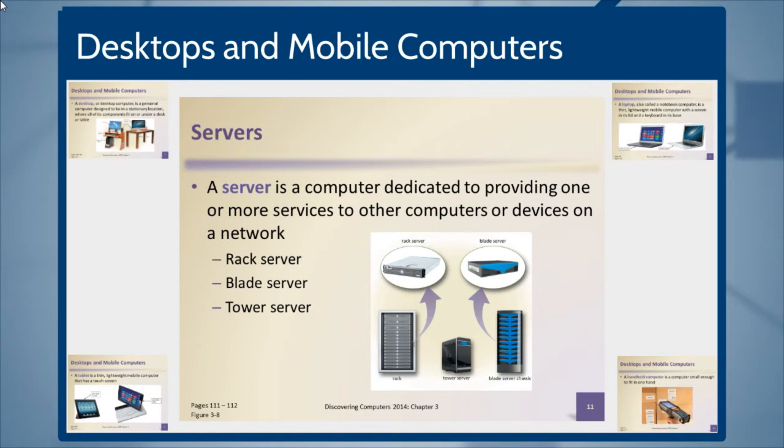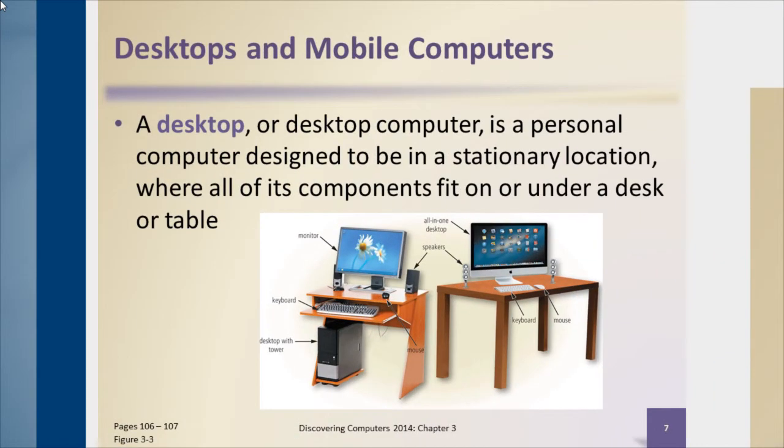Okay, so the first category we're going to dive into are the desktop computers. A desktop or desktop computer is a personal computer designed to be in a stationary location. In other words, we're going to set it up and then we're not going to worry about it anymore. We simply use it. We're not going to take it from place to place regularly. It's essentially going to sit there. We're going to power it on when we need it, and we're going to power it down when we're not. In some cases, we may leave it on for extended periods of time if we think we might be coming back to it.